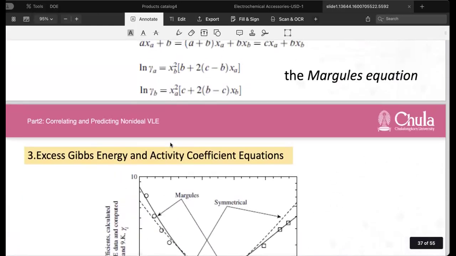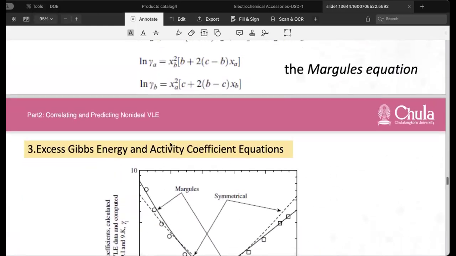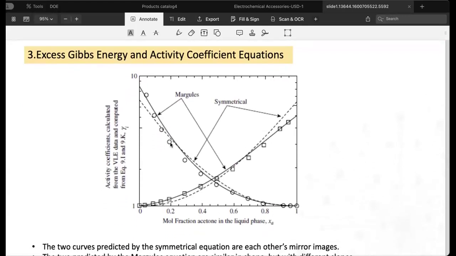So what is the difference between Margules and the symmetrical model? If we use only one parameter, of course, we finally obtain the symmetrical model. And for the symmetrical model, when we plot the calculated gamma from the experimental data and from the model, you see the difference.